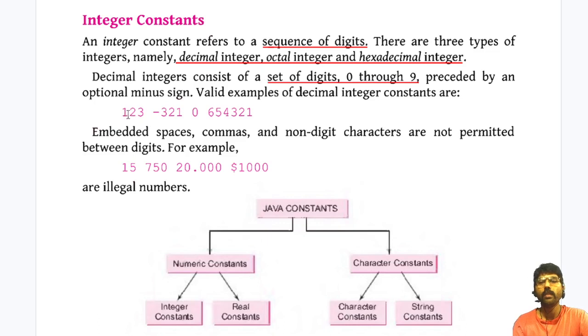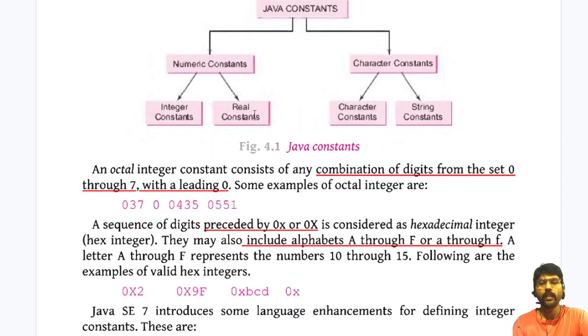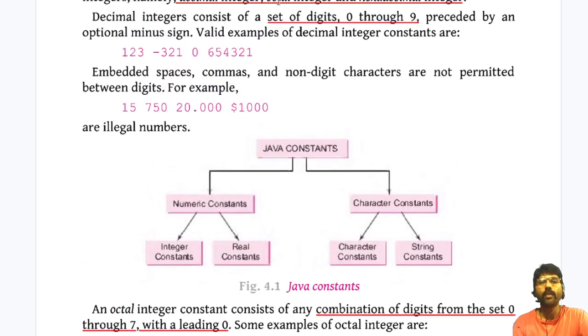Some examples here are 123, minus 321, 0. These are some of the integer constant examples. Next one is called real constant. Sorry. In integer constant, the second one is called octal integer.